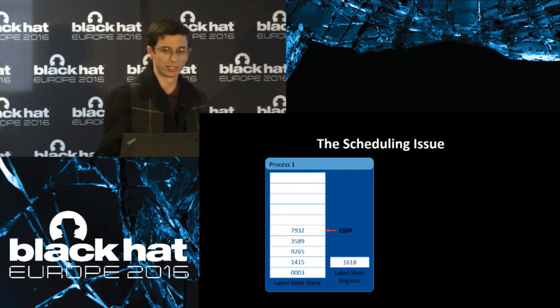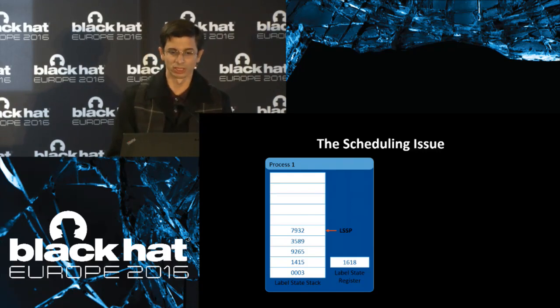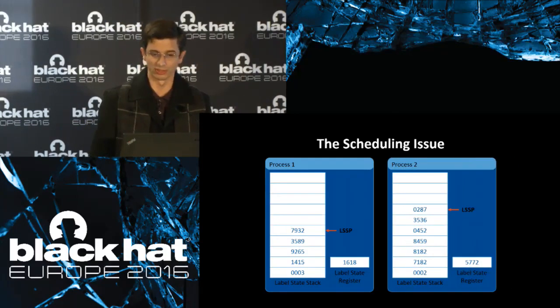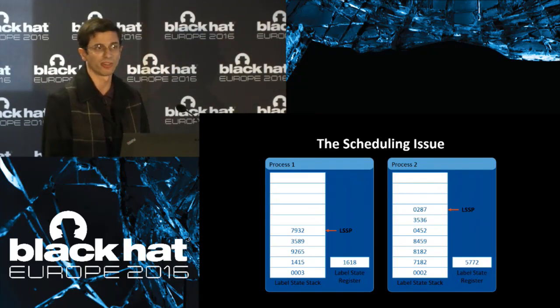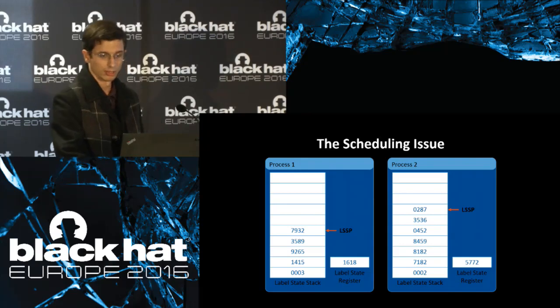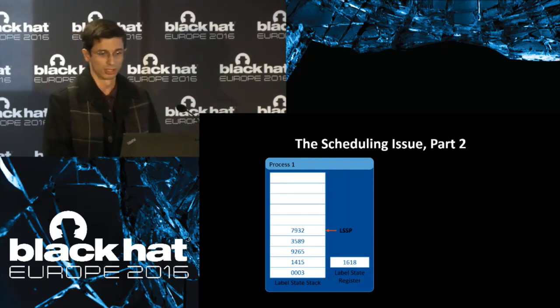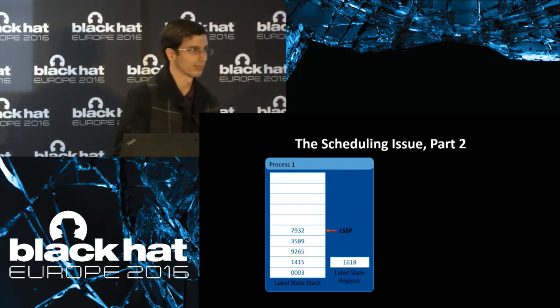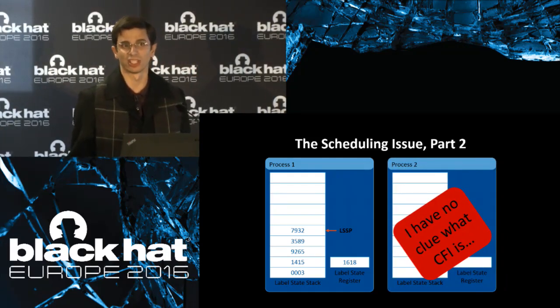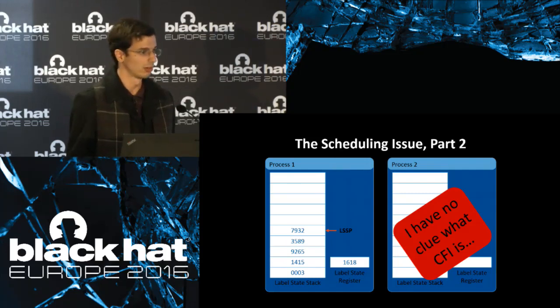So we have a scheduling issue. First of all, we have a process that's currently running on the CPU, and suddenly a new process is scheduled and comes in, and it has its own CFI state. We need to be able to handle these things somehow. There is a second case that happens. You have one process running, and a second process comes in, but it doesn't have any CFI state, it's not CFI instrumented. So we have to handle somehow what to do here.